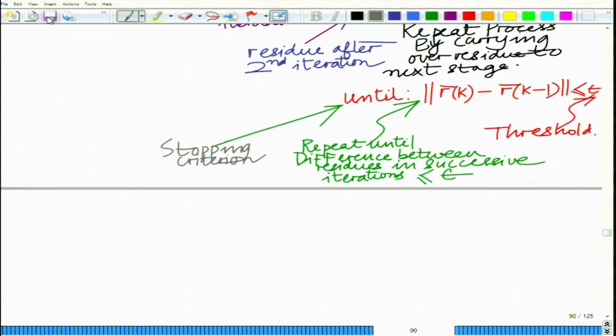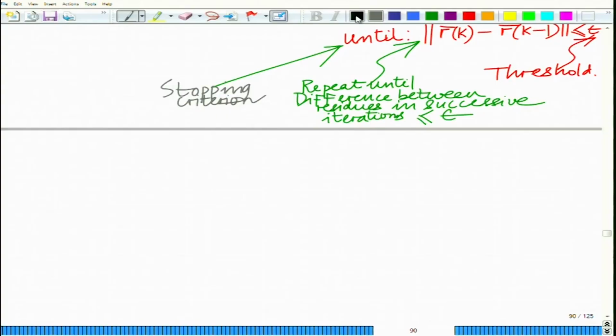There can be many stopping criteria. For instance, you can have a fixed number of iterations. You can iterate until the difference between the residue stops decreasing any further, that is, the difference between the successive residues is less than some predefined quantity epsilon, or so on. There can be various different stopping criteria.